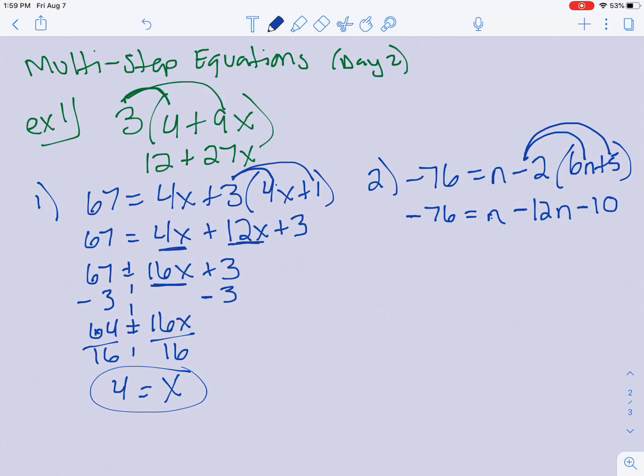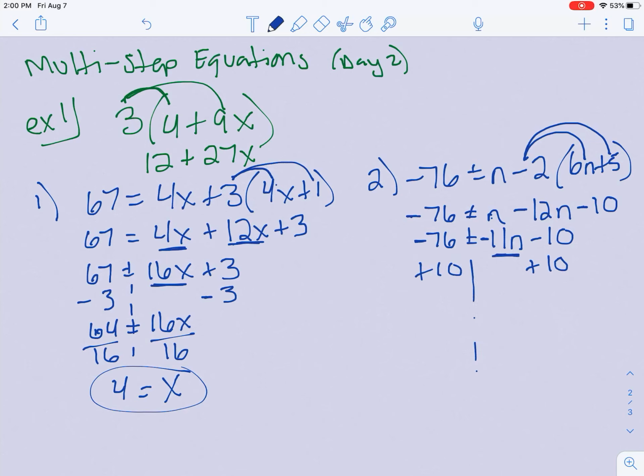Now combine your like terms. Negative 76 is all alone, so I'm going to bring him down. n minus 12n would be negative 11n. And then bring down your minus 10. Okay, let's isolate our variable, so get n by itself. So I have a minus 10, opposite of minus would be plus. So I'm going to add 10 to both sides.